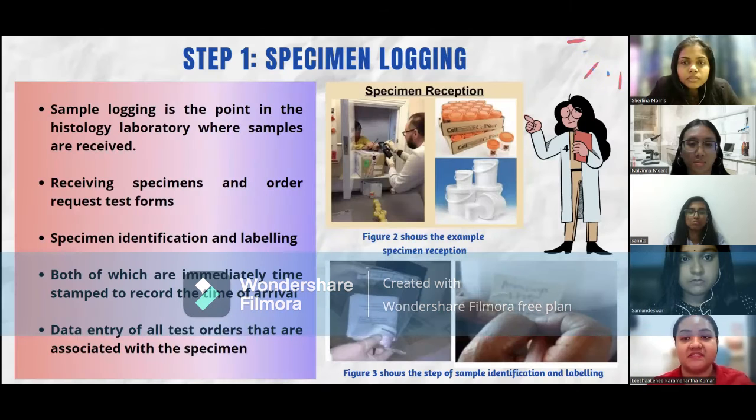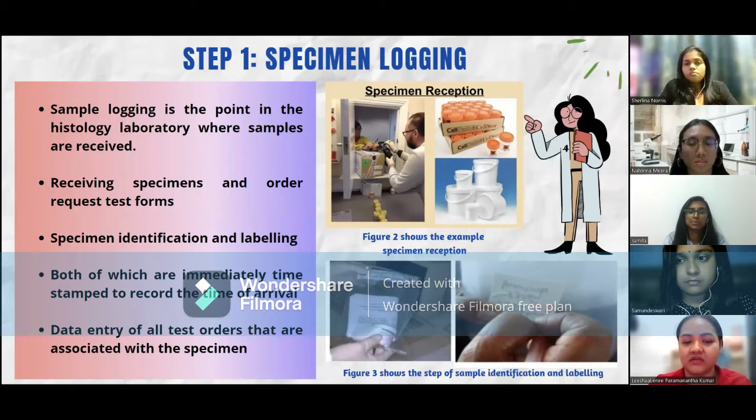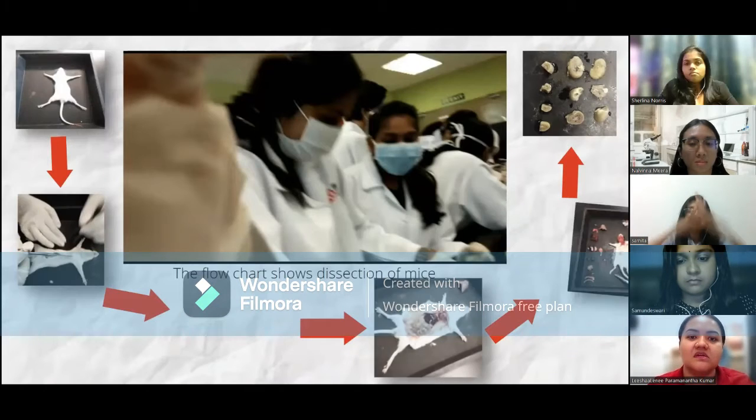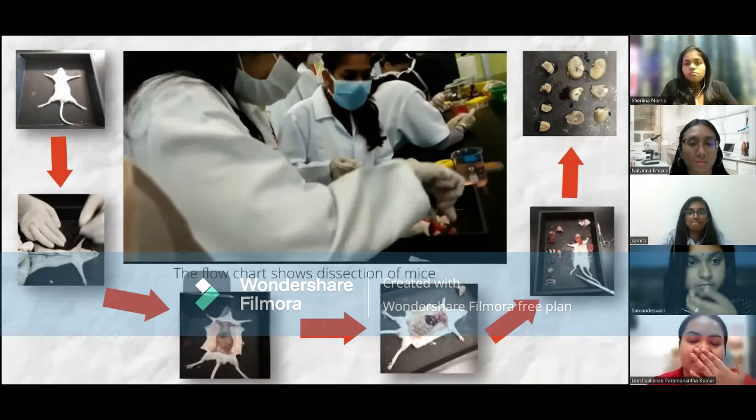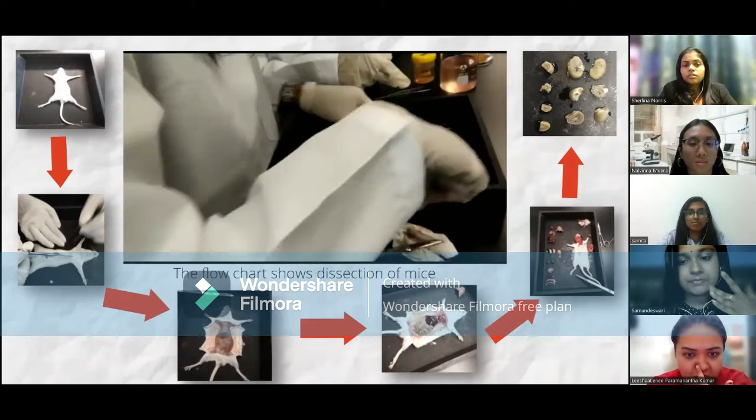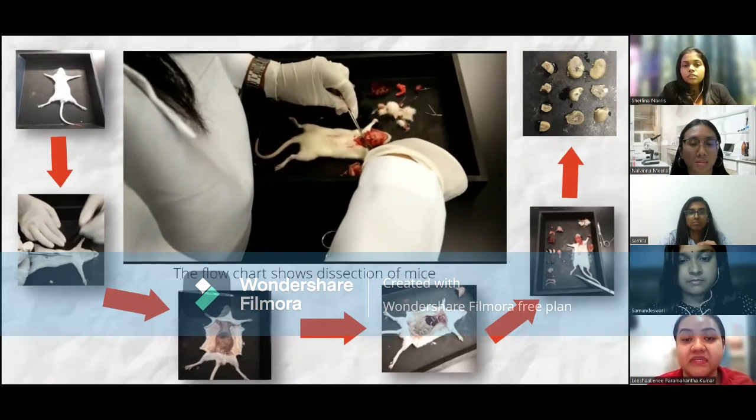The first step is specimen lodging. Sample lodging is the point where the histology laboratory receives the samples, receiving specimens and order request test form, both of which are immediately time-stamped to record the time of arrival, and the data entry of all test orders are associated with the specimen. These are the procedures involved in the dissection of the mice that has been done in the lab.